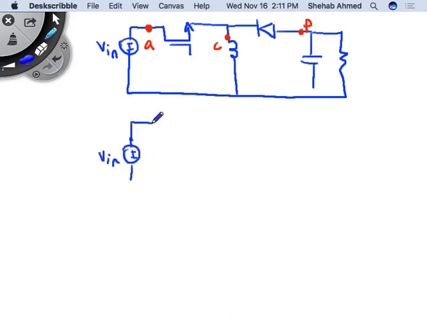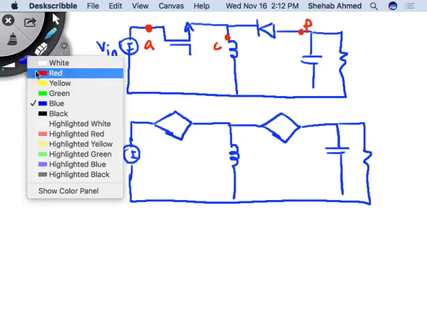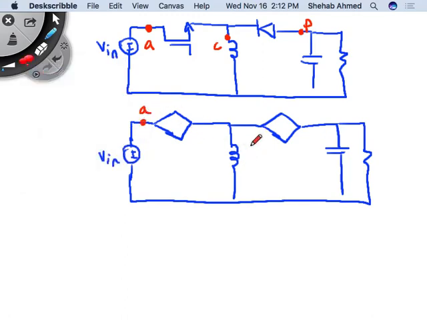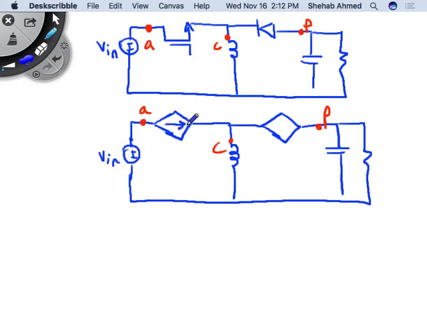Next to the active terminal, I have the current source, and then at the passive terminal, I'll have the voltage source. So this is V input. This is your active, common, passive terminal. This is D times IC, which will also be equal to D times IL, right?